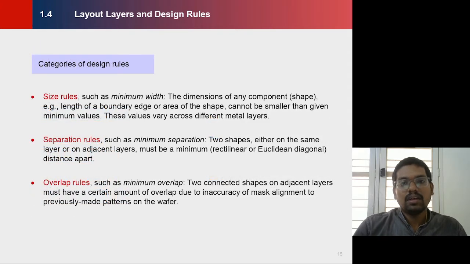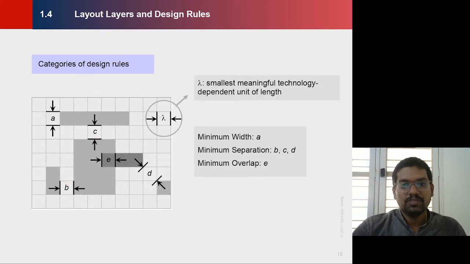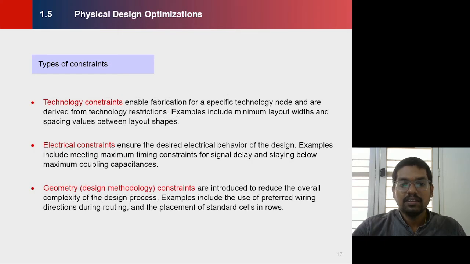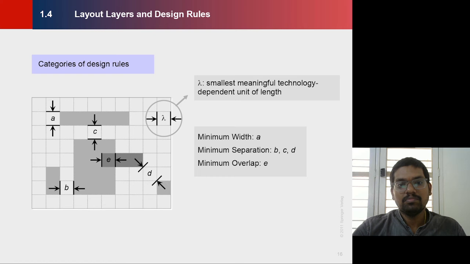So what are the layout layers and design rules? First we have size rules, separation rules, and overlap rules. What are the size rules? Minimum lambda rules, minimum width rules. What is separation? Minimum separation between layers. And overlap means how much overlap our design can withstand. Here these are the minimum separations, lambda based. So minimum separation is lambda. You can see vias here. These are examples. Similarly, for the overlap constraint, there is a minimum overlap, and the separation is also lambda. Everything is considered with respect to lambda.